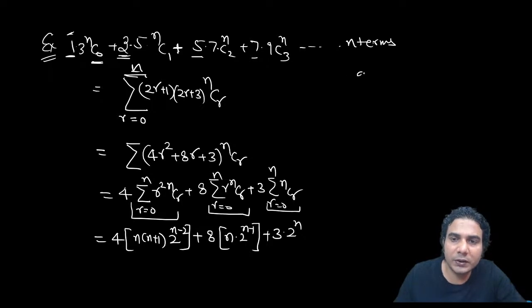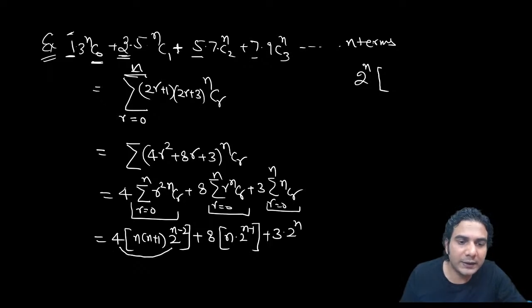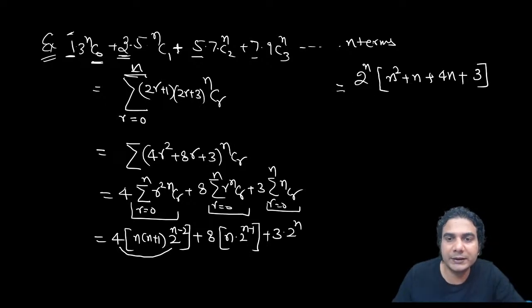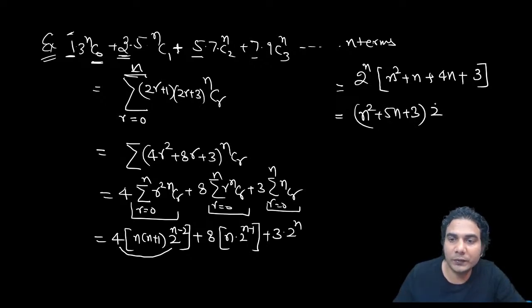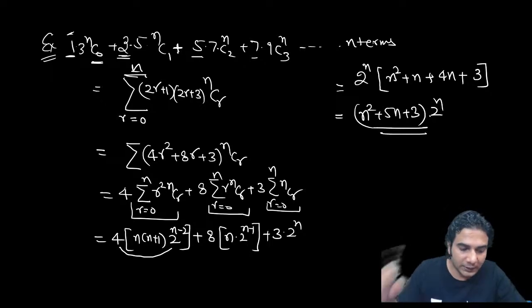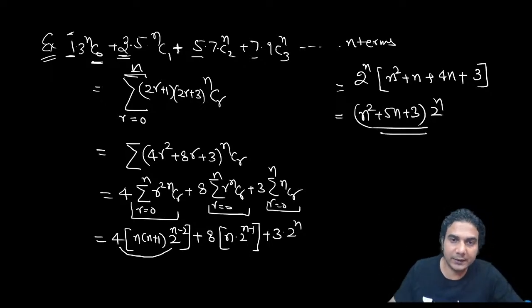You can see 2 raised to n is common, and what is remaining is 4 multiplied to this, which is 2 raised to n only. So n square plus n will be remaining. In the second term, if 2 raised to n is common, then 4n will be remaining. And in the third term, 2 raised to n is common and so 3 will be remaining, right? So this is what you are getting. This is your final answer in simplified form: n square plus 5n plus 3, into 2 raised to n.